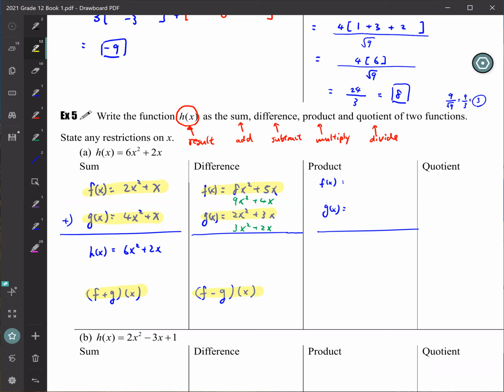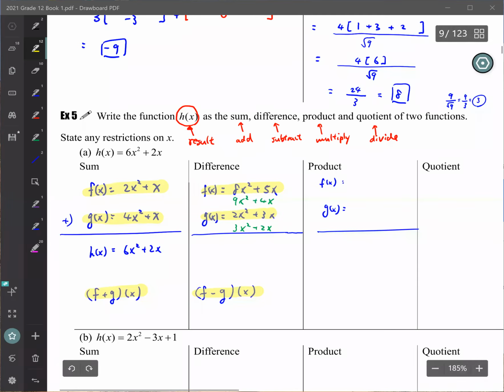Chris and Jocelyn, do you have any questions? Jocelyn, are you doing okay? Jocelyn, are you there? Oh, yeah. Do you get the first two parts, sum and difference? Yeah. Okay, all right.